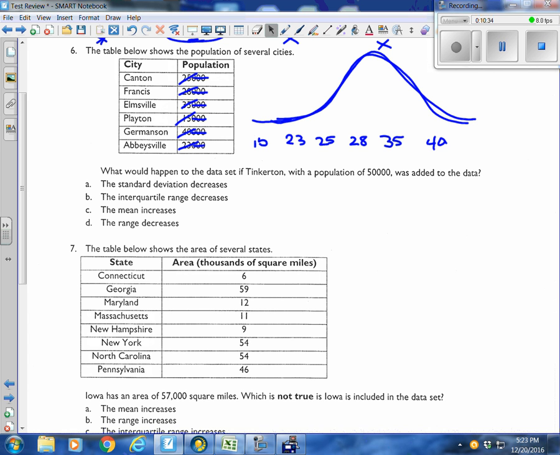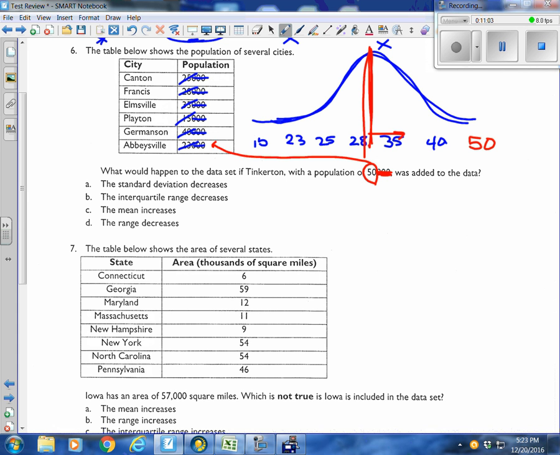What would happen to the data if Tinkerton, with a population of 50,000, was added to the data? Well, obviously, if I discount the 3 zeros, just like I did here, I'm talking about adding the number 50. It's kind of like on a test. If you know that you average somewhere in the middle, so we're probably averaging somewhere in the 20,000 range for the number of population of cities. But if you add 50, or if you add a really high number, that's going to shift your mean this way, and it's actually going to extend your range.